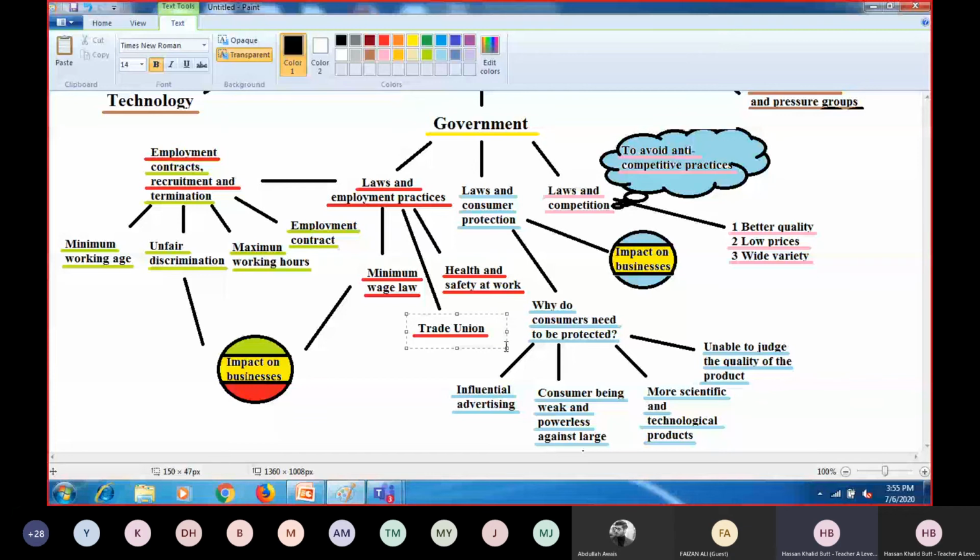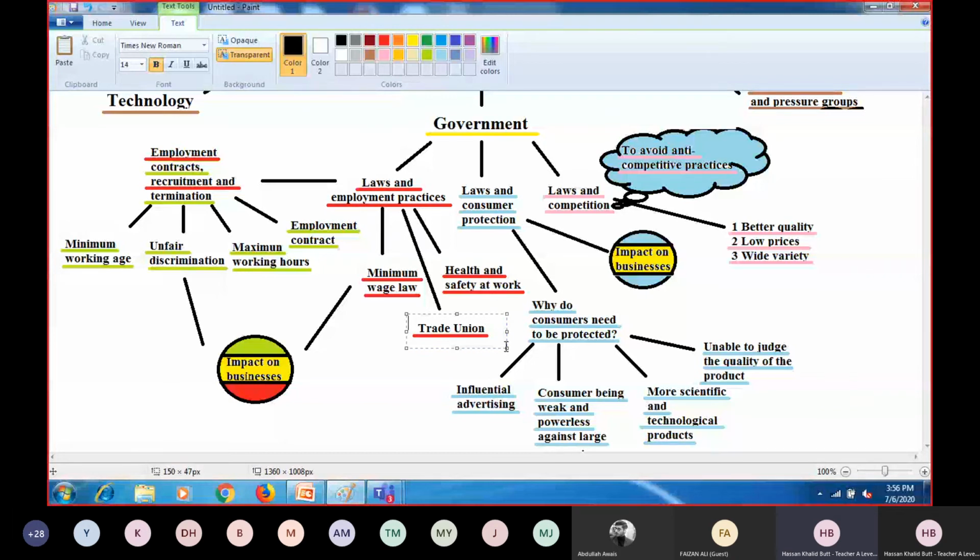So it is legally allowed that workers can have a trade union and they can be part of it. Employers cannot stop workers from being part of the trade union because it is their legal right. Because sometimes workers are exploited. One worker is not able to raise his or her voice. But if there are hundreds of workers, obviously they are going to influence business decisions. So that is why it is a legal right of the workers to have a trade union.